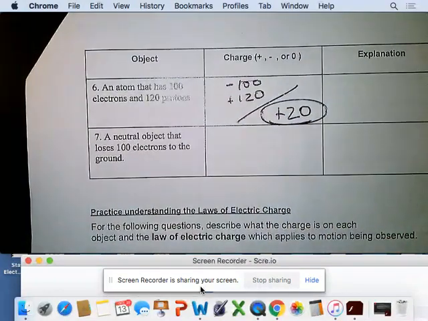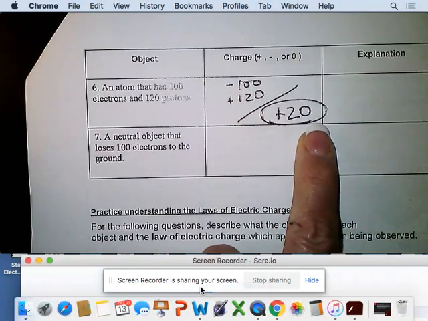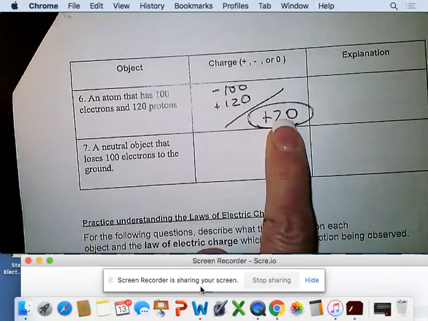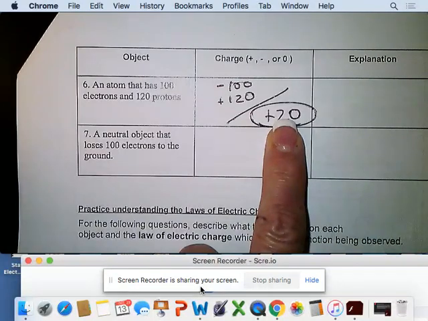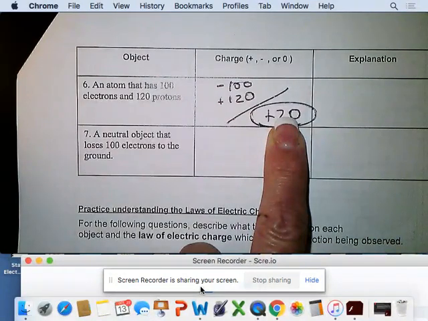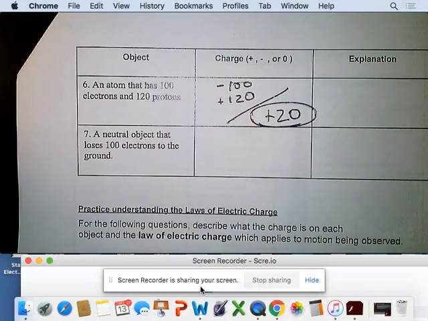Now let me ask you a question. Alexis, is this positive 20 because it gained 20 protons, the substance, or did it lose 20 electrons? What did it do? It lost 20 what? Protons or electrons? Okay, so remember we talked about this.